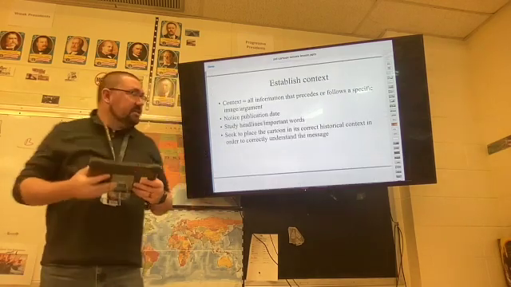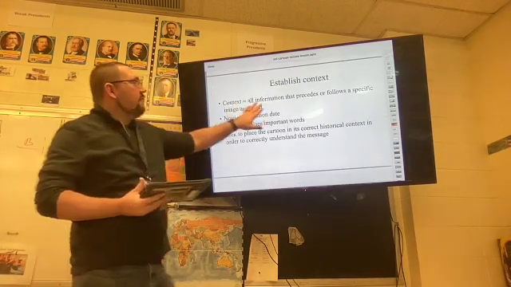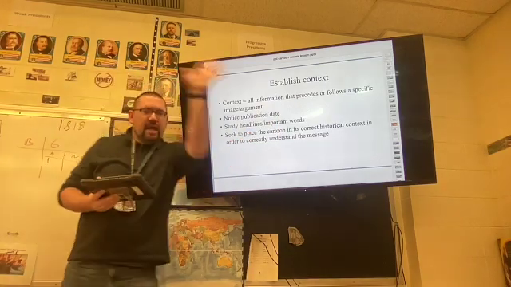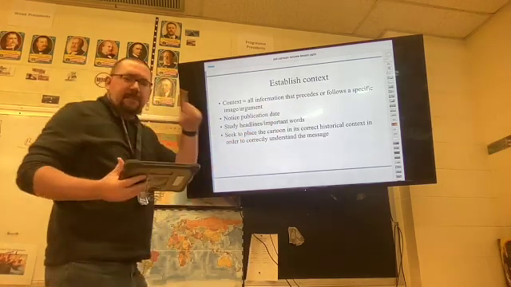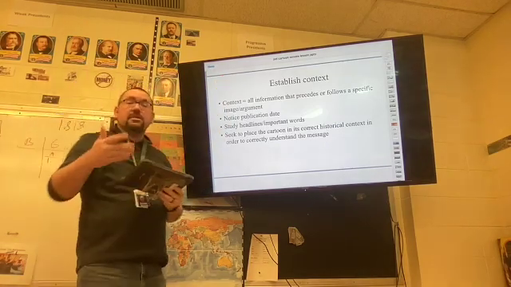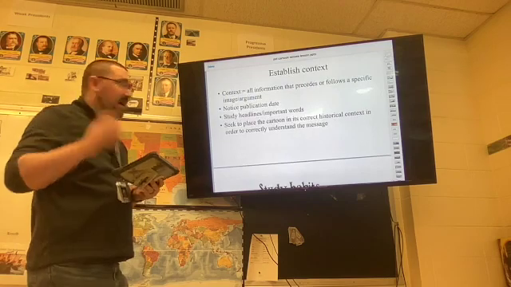All right, let's go with establish context. Context: all information that precedes or follows a specific image or argument. Look at everything around it. Where is it taking place? Who's it with? When is it? Notice publication date. When was this produced? That's the when aspect of context.